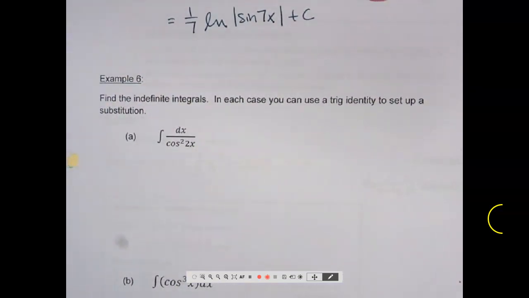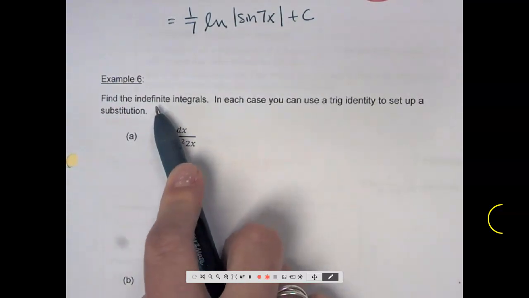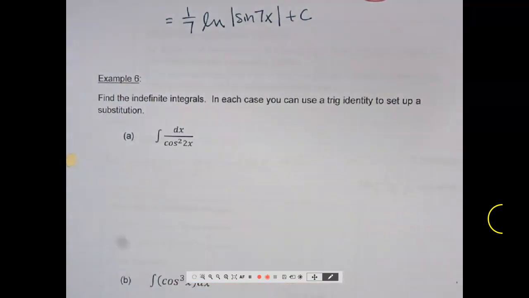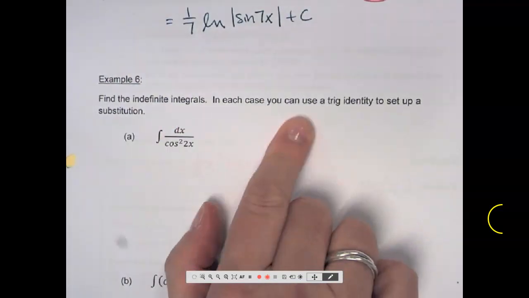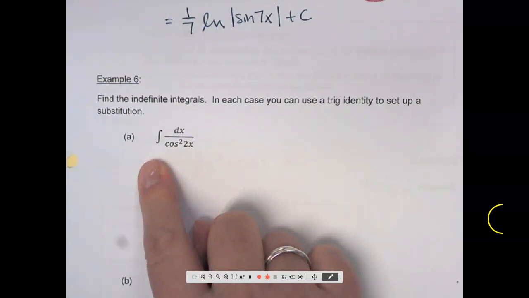Okay, example 6. Find the indefinite integrals. What does indefinite mean again? No numbers. No numbers are being plugged in. Yeah, I'm not going to get a numerical answer. In each case, you can use a trig identity to set up a substitution.